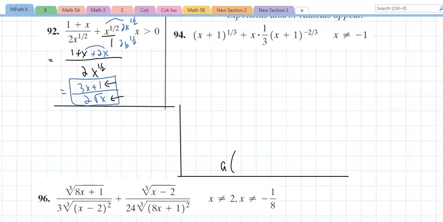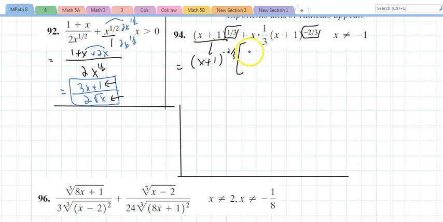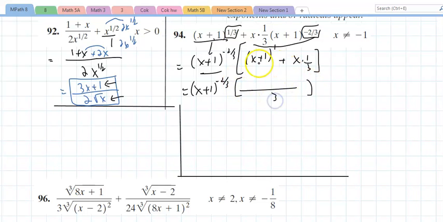Let me apply the same analogy on this problem. If I look at which is smaller of these powers because they repeat, it's really negative 2/3. I'm going to factor out an x plus 1 to the negative 2/3. When I take this divided by this, I subtract the powers. What is 1/3 minus a negative 2/3? That's 3/3, which is 1. And if I take this second term divided by this, I'm left with x times 1/3. So this is x plus 1 to the negative 2/3, and this is all over 3.